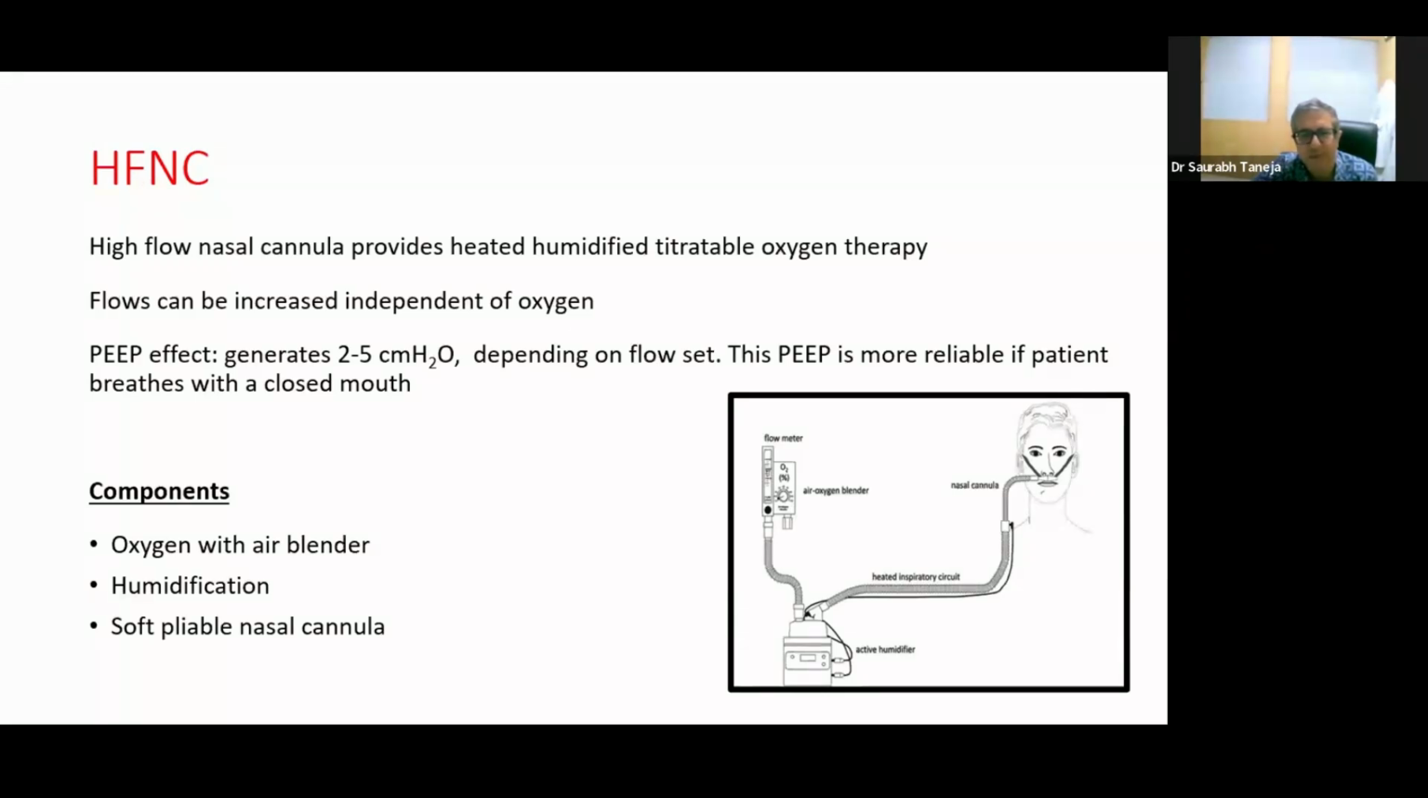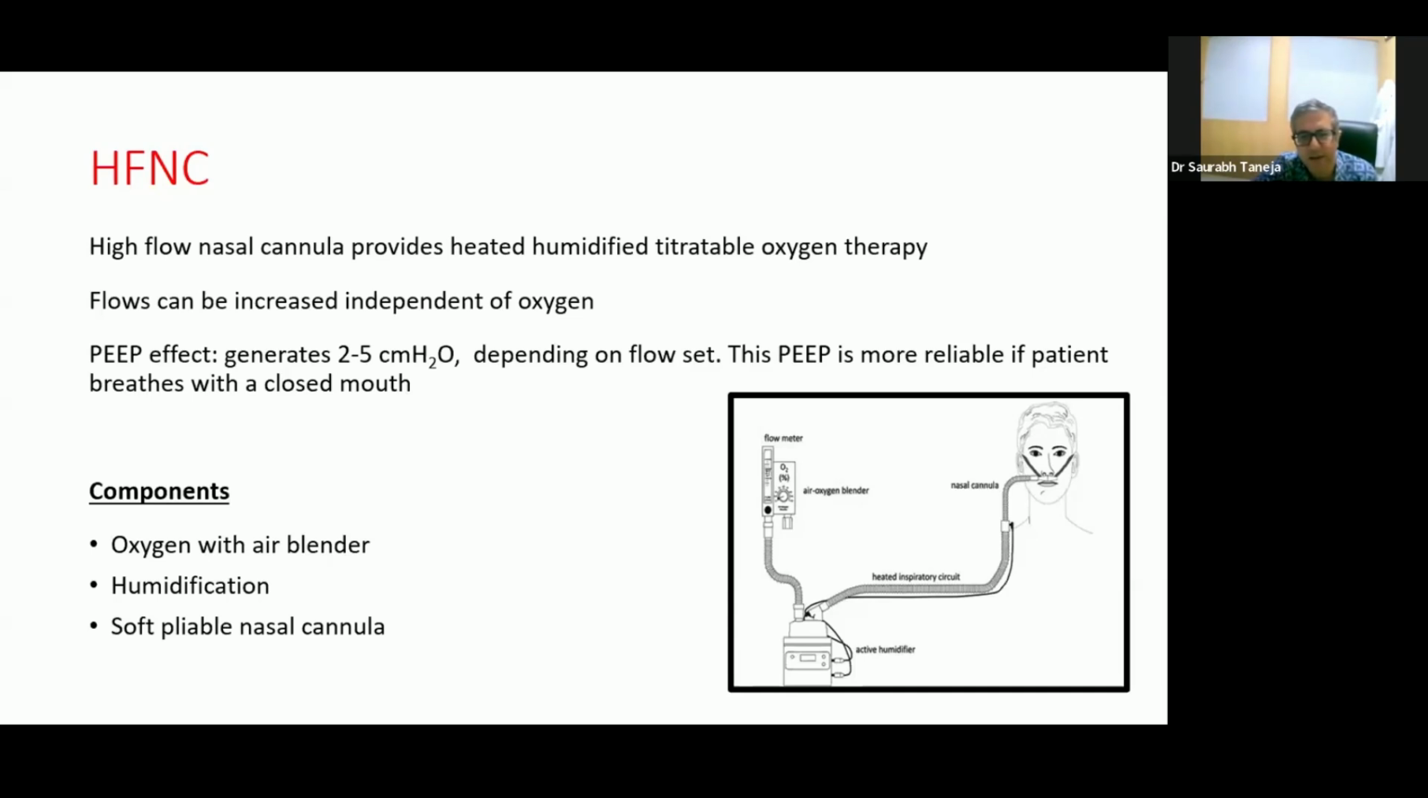And the beauty is that when we give a certain flow, each 10 liters of flow gives a pressure of around 0.7 centimeters of water. So when we set a flow of around 50 liters per minute, it will give a PEEP effect of around 3.5. So 5 into 0.7, roundabout. And this PEEP is more reliable if the patient breathes with a closed mouth. Since it is attached to the nose or the nares, if the patient opens his mouth, the PEEP effect is lost, and if the patient breathes with a closed mouth, the PEEP effect is more reliable.